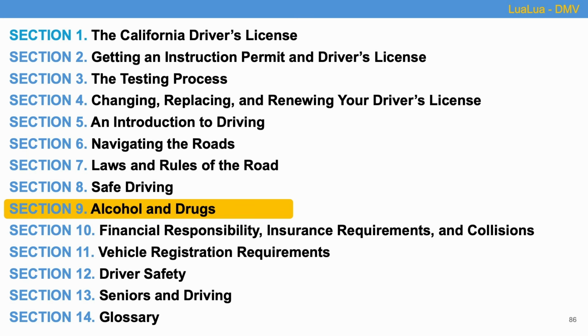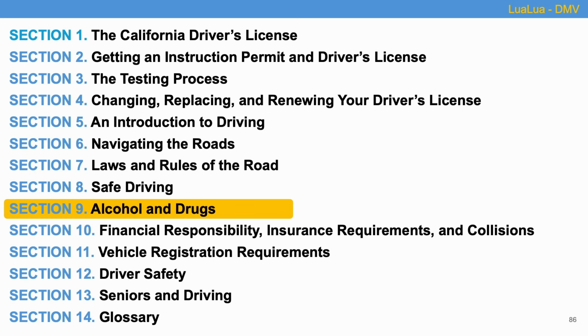Here are some additional penalties if you are convicted of DUI. You may be sentenced to up to 6 months in jail. You may have to pay a fine. Law enforcement may impound your vehicle, and you may have to pay a storage fee.